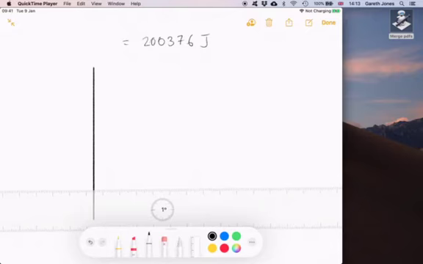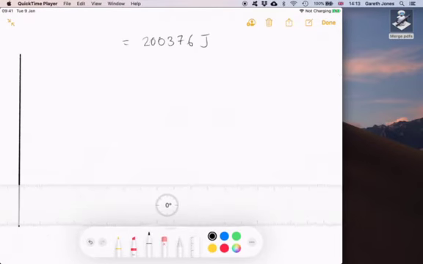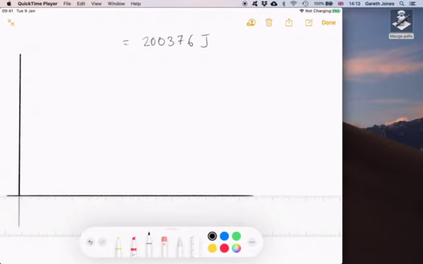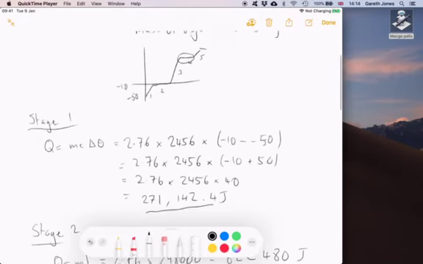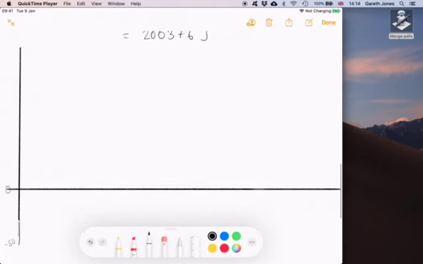Now, I should have drawn that line maybe a bit further to the side, because I want to give myself as much space as possible. Okay, now let's call that our 0. So that's 0 degrees. Now we know that this started actually down here, so that's about minus 50. And the melting point, as the question tells us, or the freezing point, it's the same thing, is minus 10. So we're looking at around there.